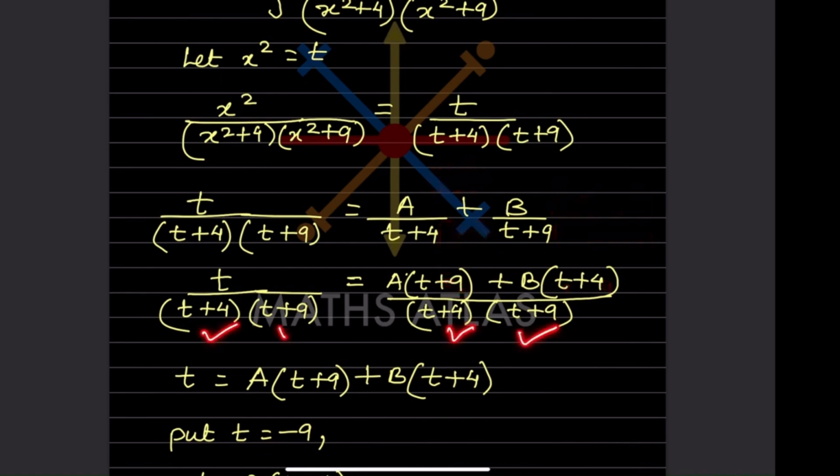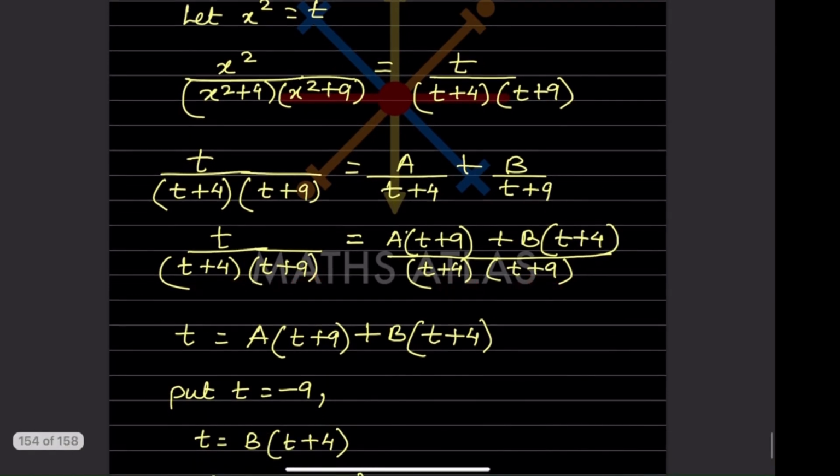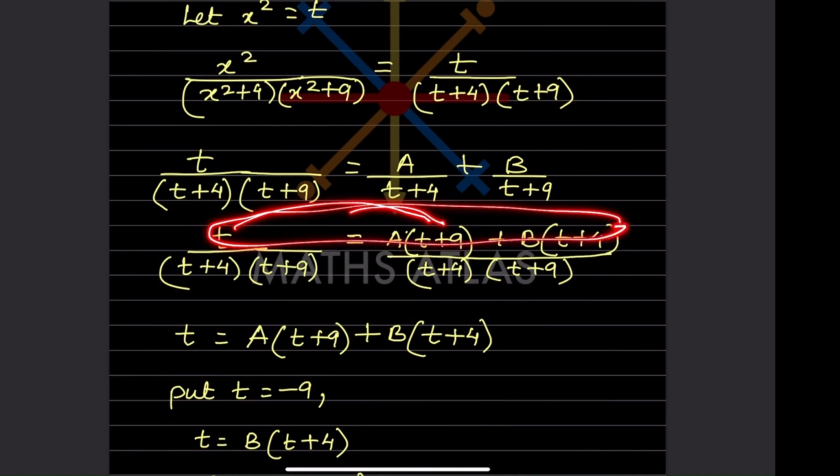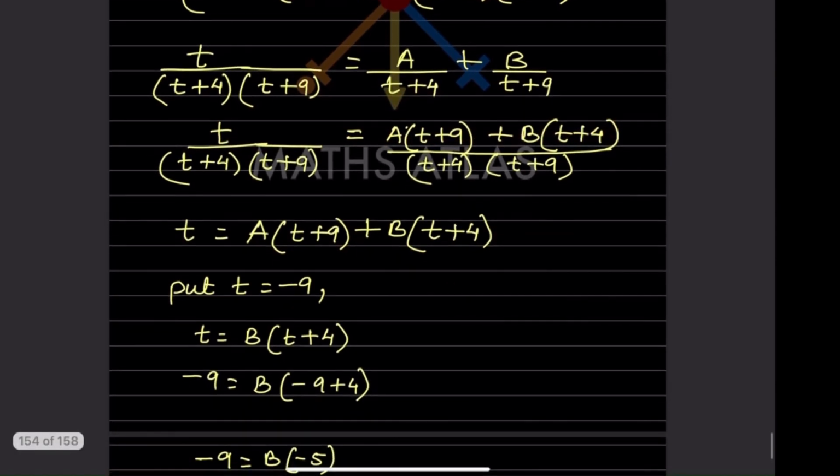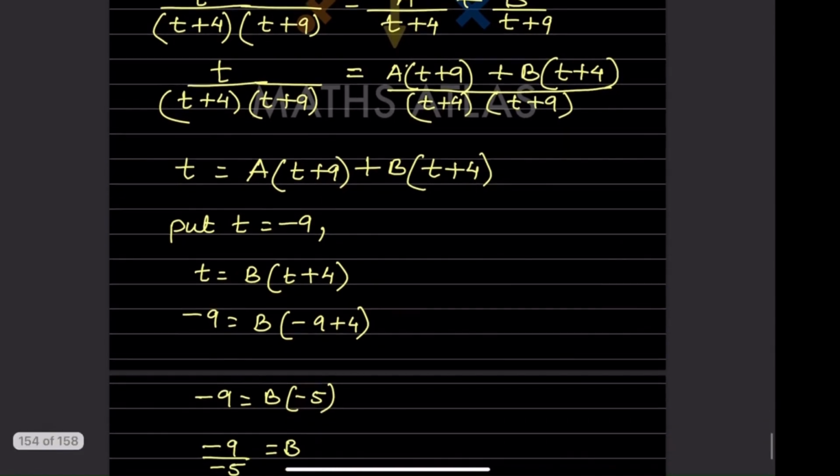Now, can you see that both places it's the same? That means whatever is up, this part is written over here. Now you can see that this is 9 and this is 4. So first let us consider t is equal to minus 9. If we put t is equal to minus 9, we will get the value of b.